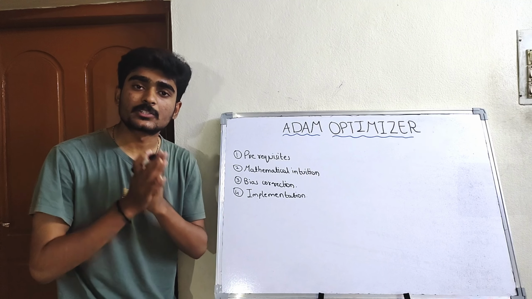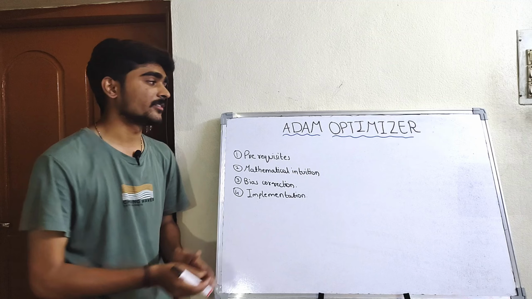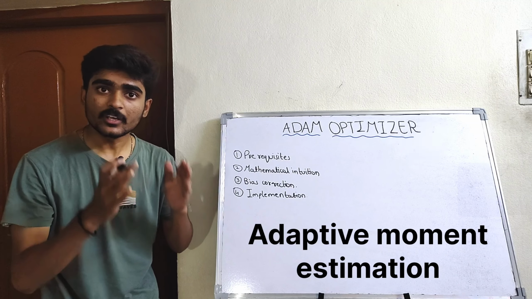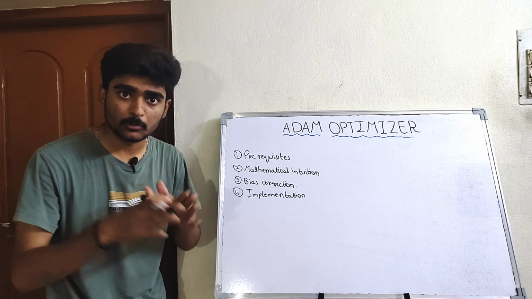Hello guys, welcome to lecture 45 of the deep learning series. In this video, we'll be discussing our final optimizer, that is the Adam optimizer. This Adam optimizer is the most widely used in all deep learning projects.